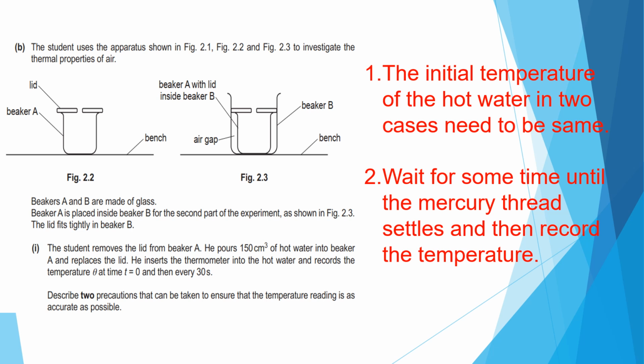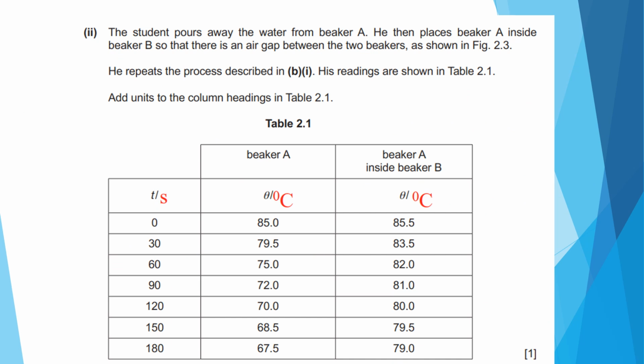Moving to the next question. The student pours away the water from beaker A. He then replaces beaker A inside beaker B so that there is an air gap between the two beakers as shown in figure 2.3. He repeats the process described in B1. His readings are shown in table 2.1. Add units to the column headings in table 2.1.